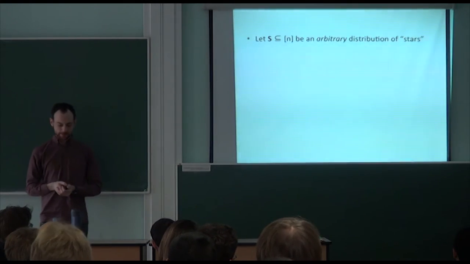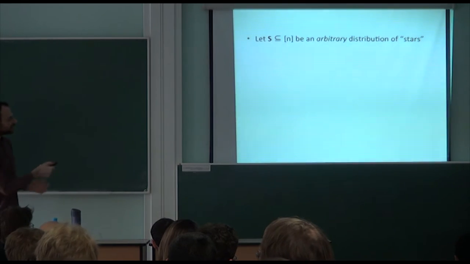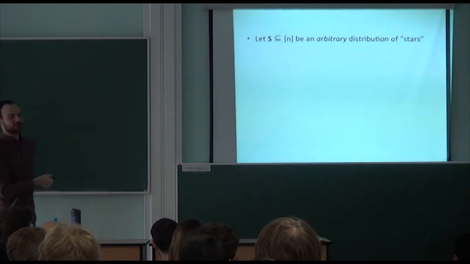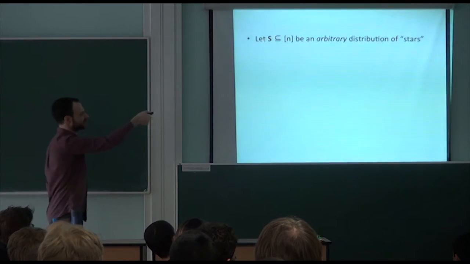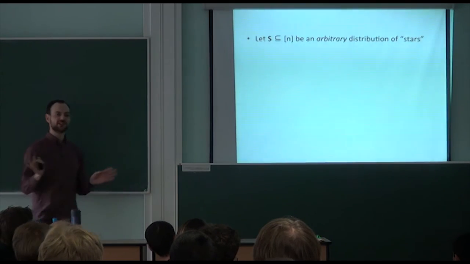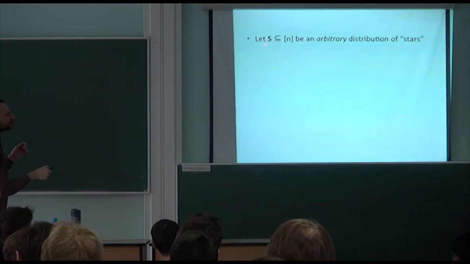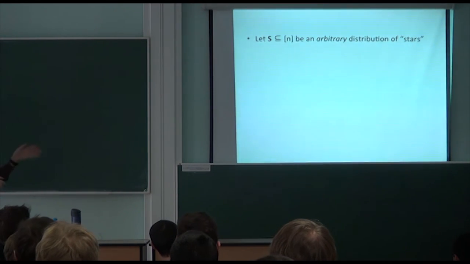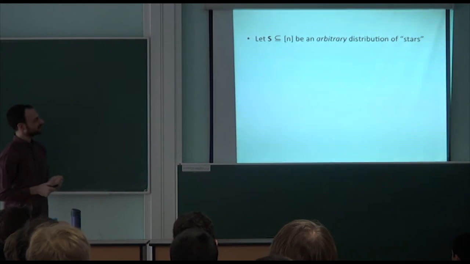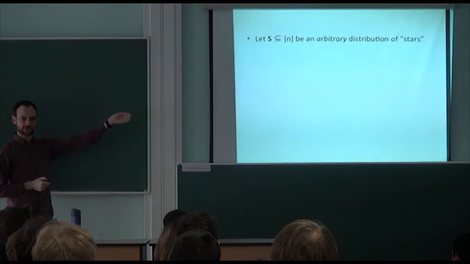Previously this boldface S was always a p-biased subset of N, but now I want to consider an arbitrary distribution of stars. So let this boldface S be any random variable ranging over subsets of our variables, and we think of it as being the stars of a random restriction.